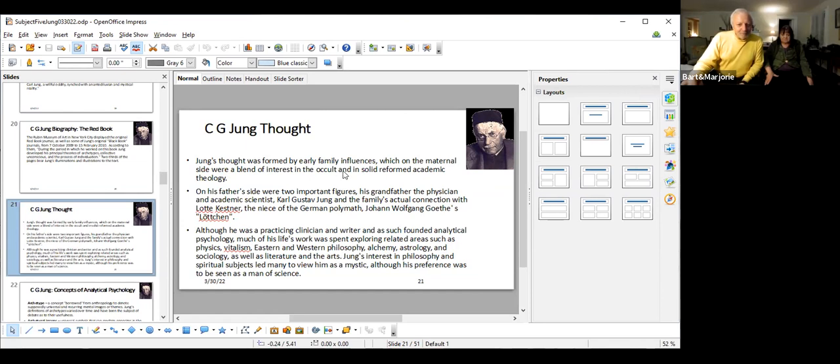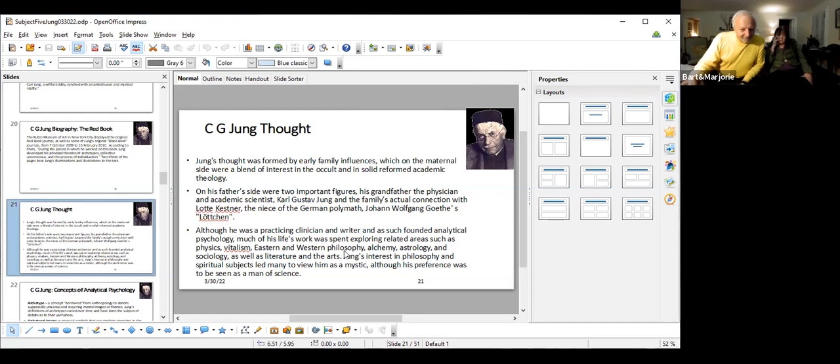His thought was formed by these early family influences. On his mother's side, there was an interest in the occult and solid academic theology. And on his father's side, there were two important figures: his grandfather, who was a physician and academic scientist, and the connection with the niece of Goethe, which is no small thing.